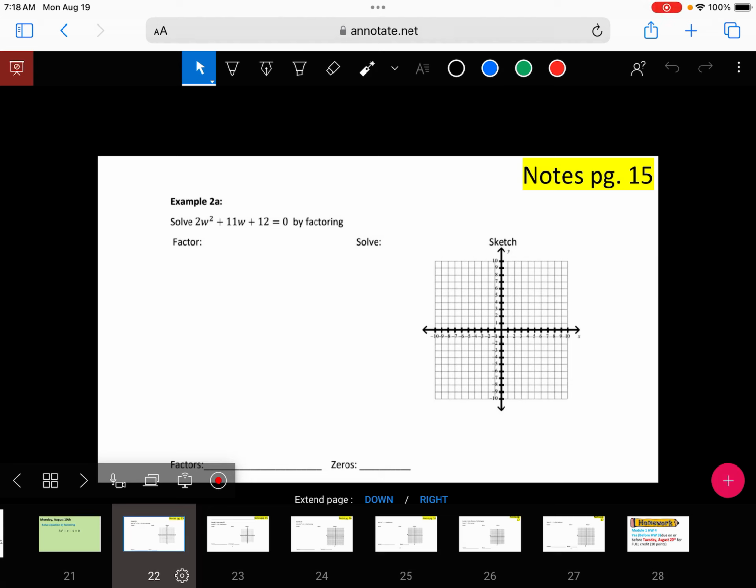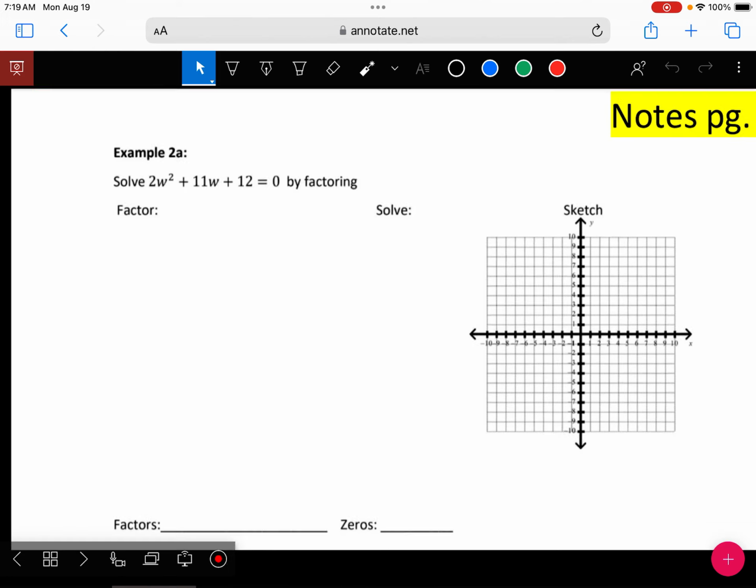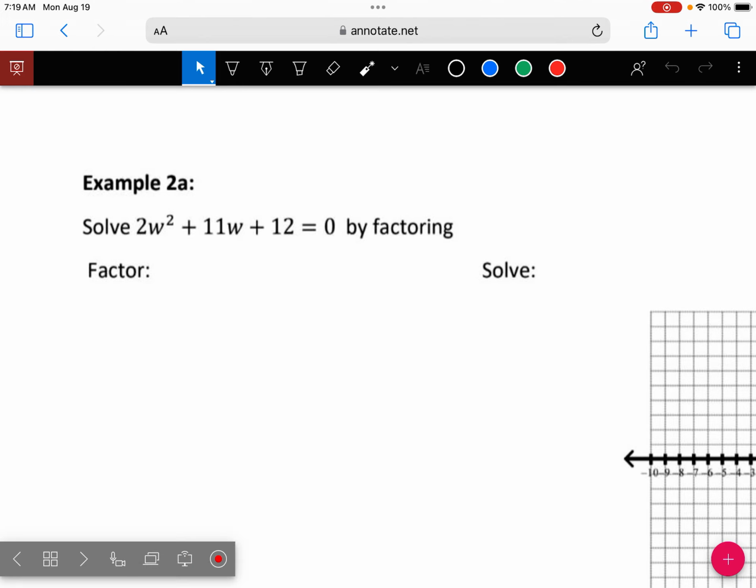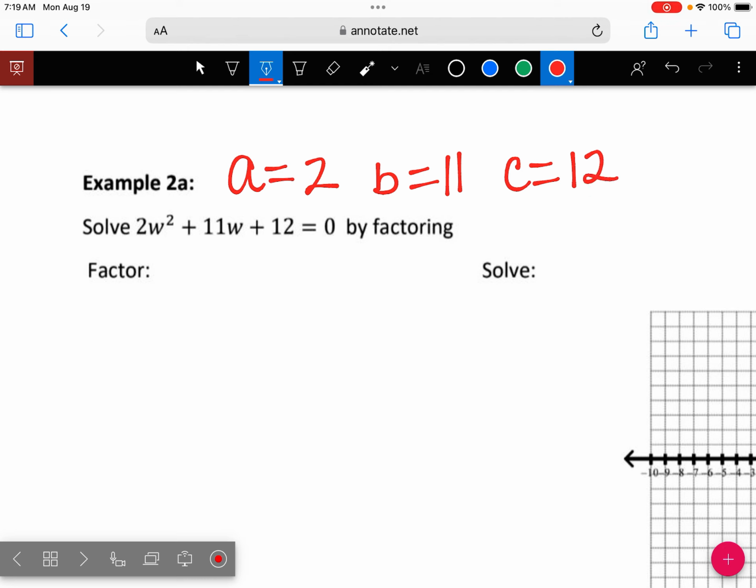There's two questions that you have to factor on our test. Let's take out our earbuds, please, and put away our phones. All right, so step number one, is it set equal to zero, yes or no? All right, so what would be my A, B, and C? A is 2, B is 11, and C is 12.